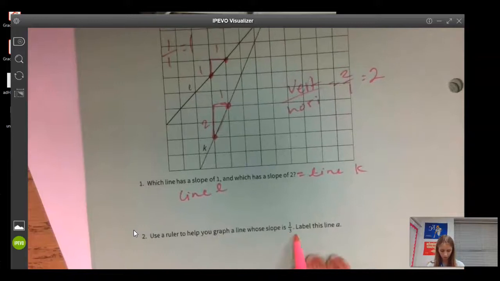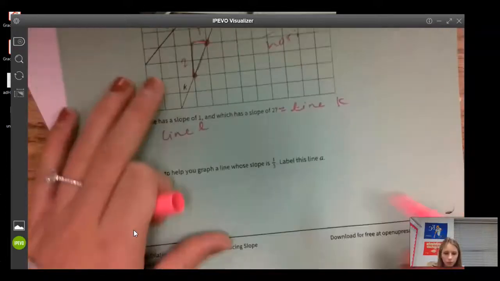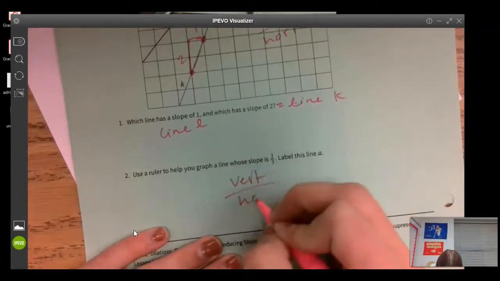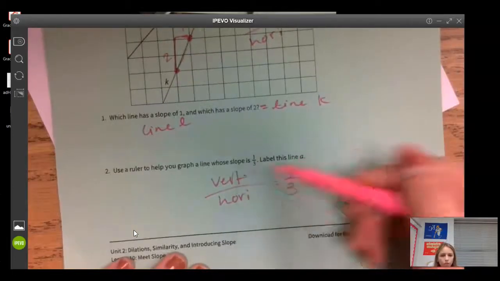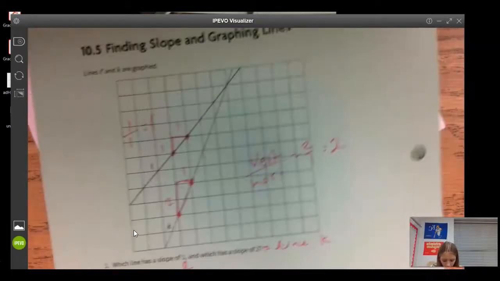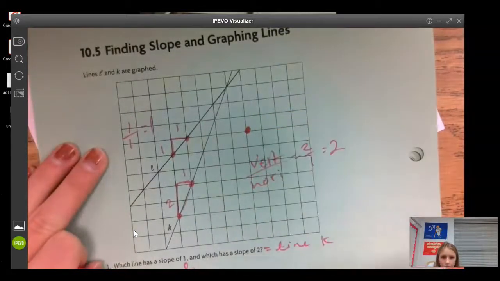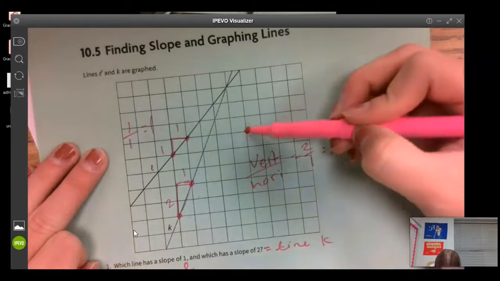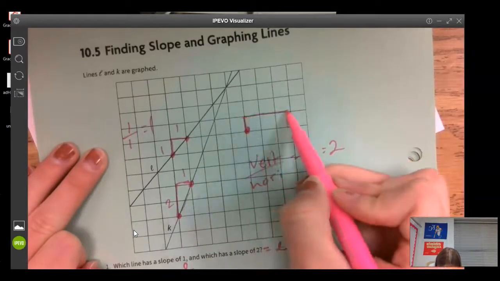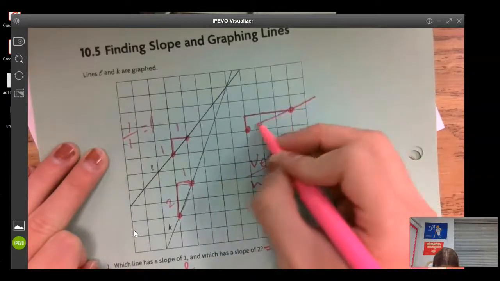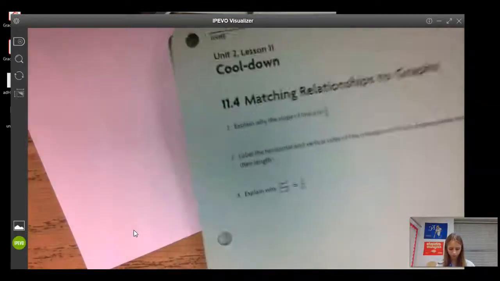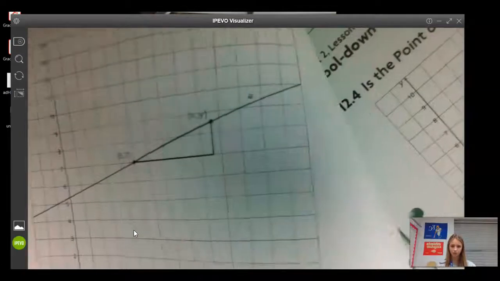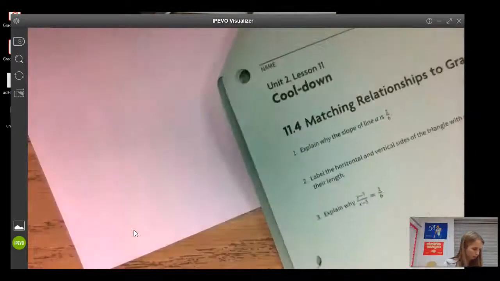Now it says we're going to graph a line that has a slope of 1/3. So our slope is vertical over horizontal. So I'm going to set that equal to 1/3. So this means my vertical distance is 1, and my horizontal is 3. So I can start here. You can pick anywhere on here, and my vertical distance is 1, and my horizontal is 3. So that would be my line. So it's always vertical over horizontal. Okay, 11 refers to this on the back here, okay? So make sure you look at that as I go over these answers.